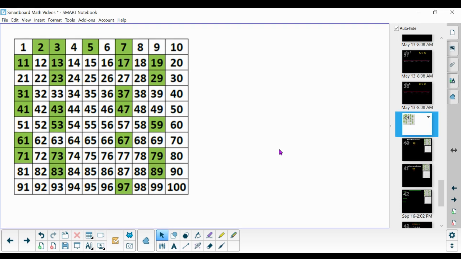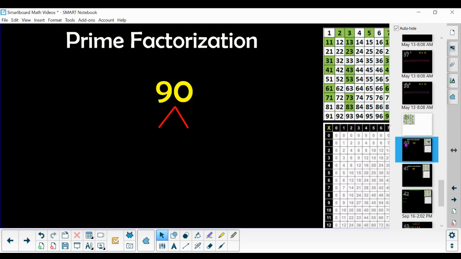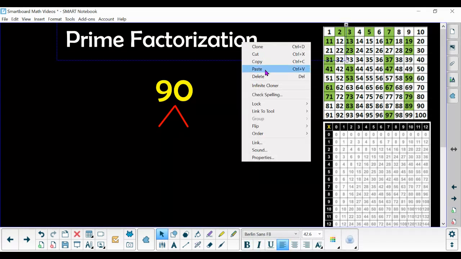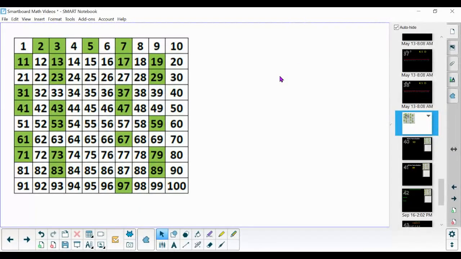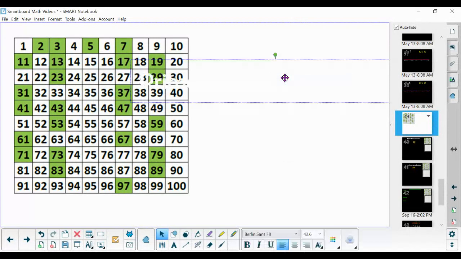Okay, so today's video is talking about prime factorization. Before we actually work this question out, where we're getting the prime factorization of 90, let's go over the word prime and also the word factor, so that way we won't be confused on what we're looking for.